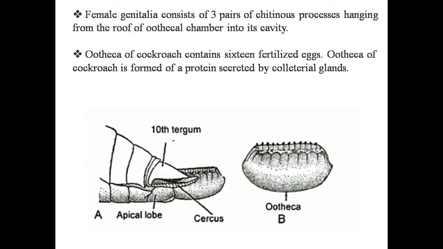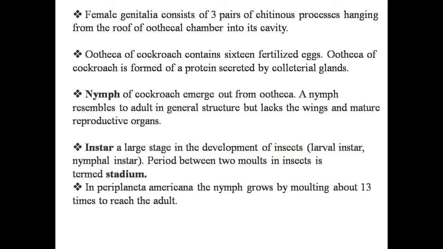The ootheca of the cockroach comprises 16 fertilized eggs. The ootheca of cockroach is formed of a protein secreted by the collateral glands. From the ootheca of the cockroach, the nymph arises, and then it molts to form the adult cockroach. Thank you.